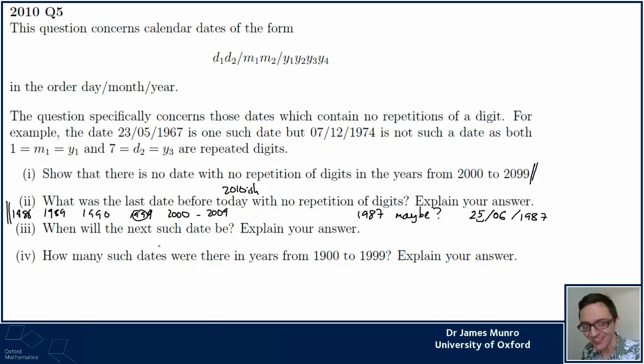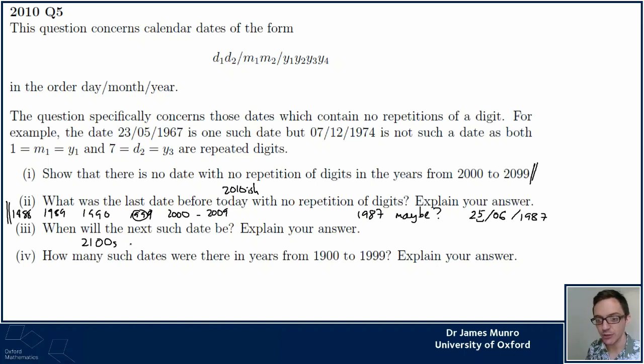Okay, so part 3 of the question asks us, when will the next such date be? And wants us to explain our answer. This question was set in 2010, but actually it's going to keep working way past 2099 and still be the same answer. Okay, so the 2100s are also out. We saw that this century is out.